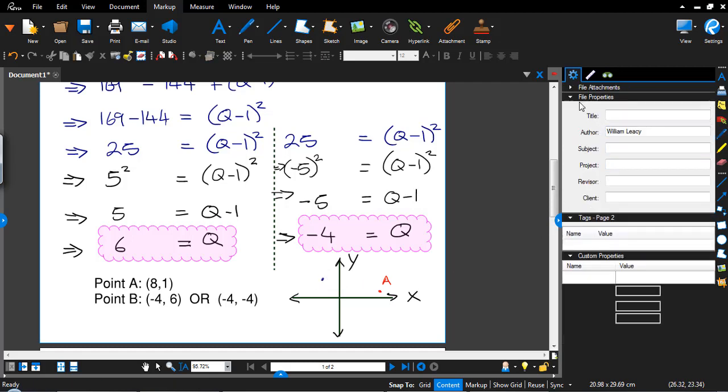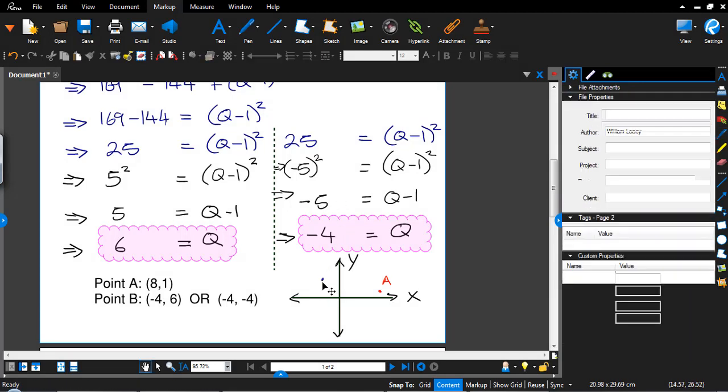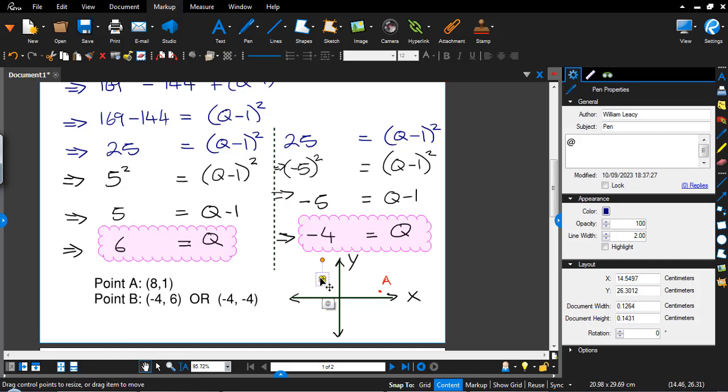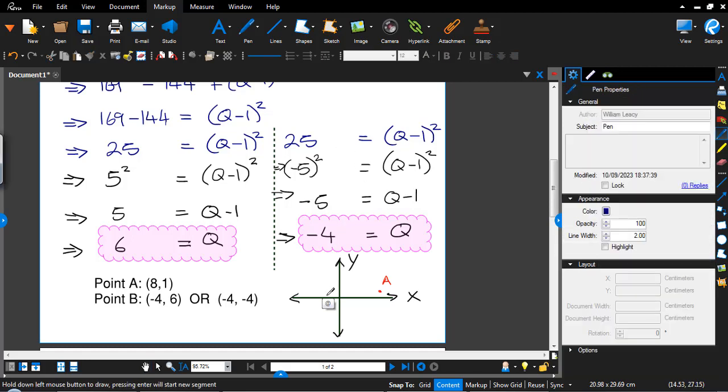Yeah? Or it's probably going to be a bit higher, to be honest. So I'll just delete that. I'll move it a little bit higher. So negative 4 probably there, and 6 probably something like that. Now that could be B, or it could be at negative 4, negative 4. So negative 4 is down maybe here.